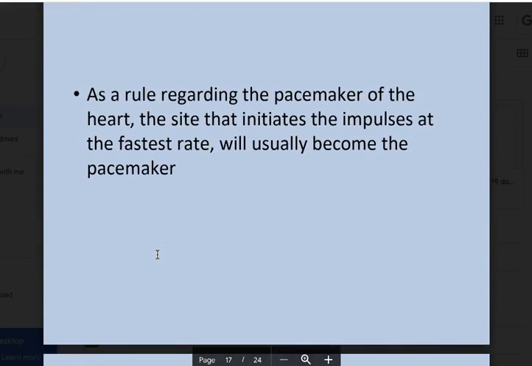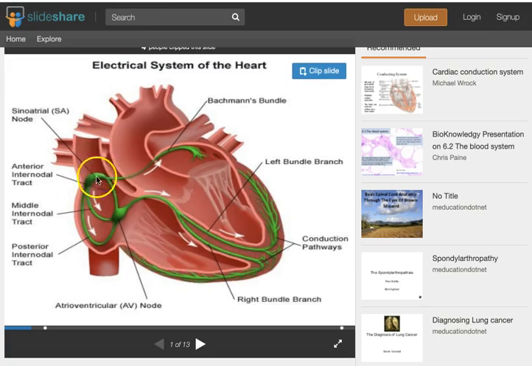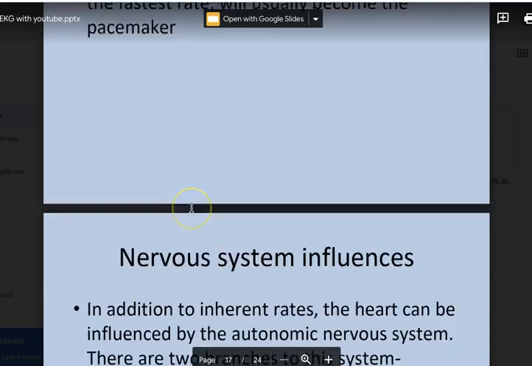So as a rule regarding the pacemaker of the heart, the site that initiates the impulse at the fastest rate becomes the pacemaker. Now in a normal heart, we want the pacemaker to be the SA node. This node right here. This is the SA node, the sinoatrial node. But sometimes this SA node, for whatever reason, it just poops out and it doesn't fire as quickly as it should. Well, then this AV node's going to take over, and at that point your heart rate's probably going to slow. Or if the AV node becomes irritable for whatever reason, then the SA node is overridden by the AV node, and you're going to have some type of arrhythmia, and your heart rate might even be faster.